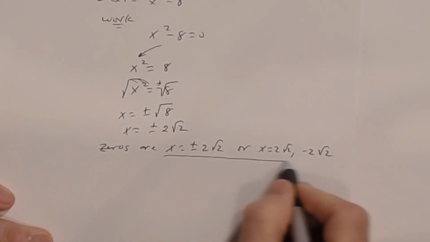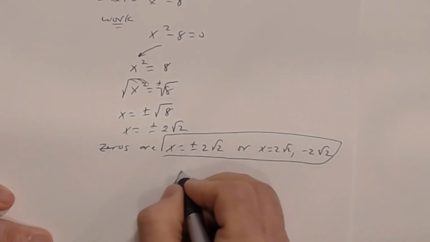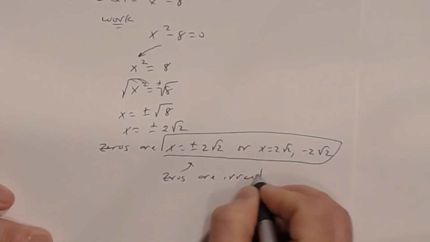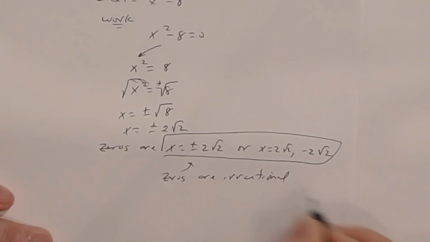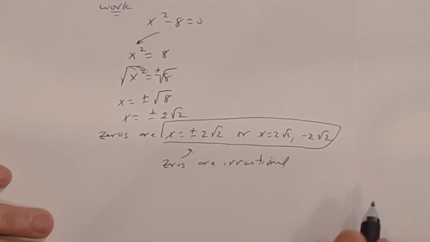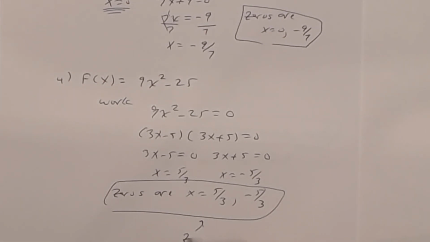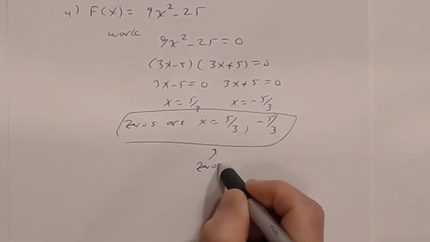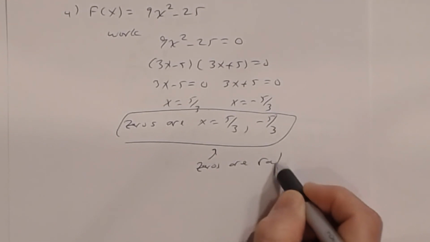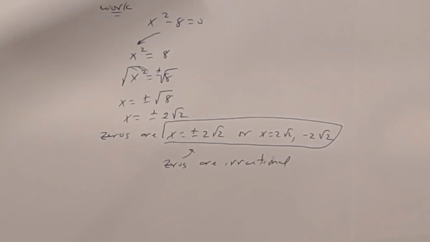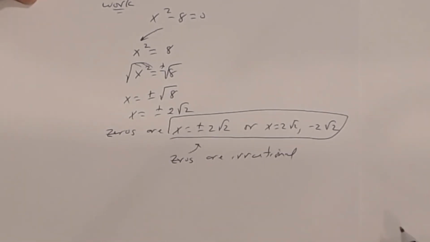Now I do want you to notice that these zeros are irrational. So those are irrational numbers, right? 2 square root of 2 is an irrational number. Whereas in the previous problems, and all these problems you've done, these zeros were rational numbers. Zeros are rational zeros. Okay. All right. Now, so that was number 5.